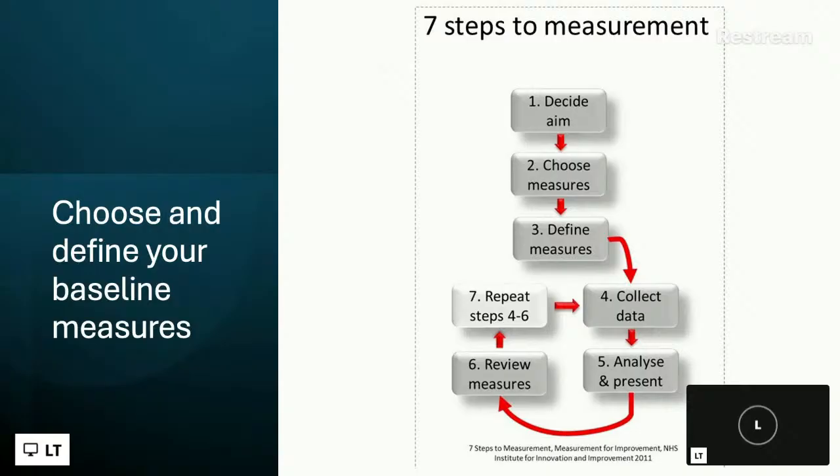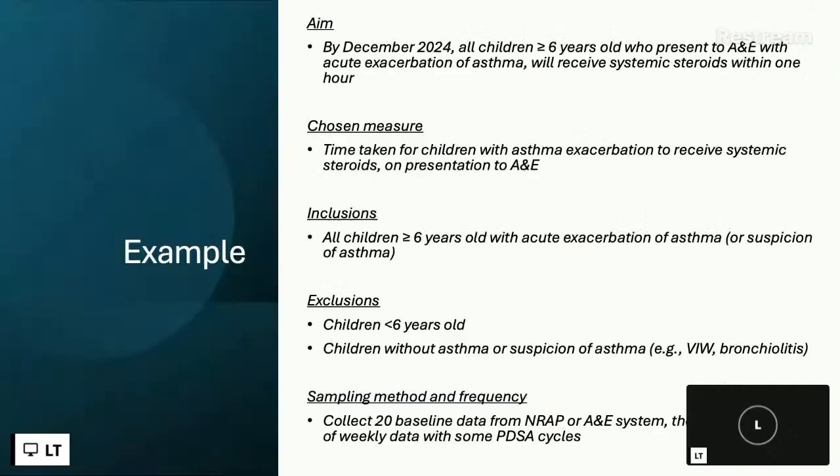And yes, so the key takeaway: choose measures that match your aim, define them precisely and track them over time. The outcome, process, and balancing measures together give you a complete picture and prevent unintended confusion. So this is my example for my chosen measure. As you can see, my aim was the same. Again, try and stick to your SMART aim.